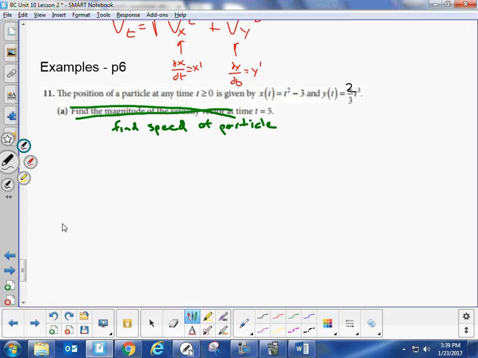We need to find x prime at 5, y prime at 5. Use those two values to find v sub t, or v of 5. The speed at time 5, not v sub 5. The speed, the velocity is going to have a x component and a y component. The speed will just be speed at time 5 equals.